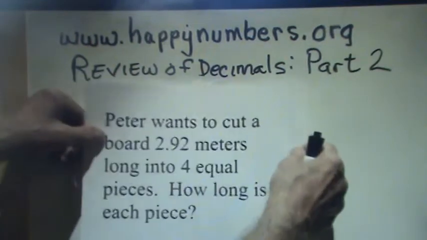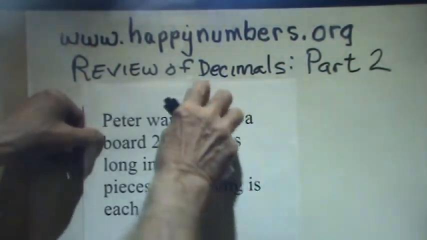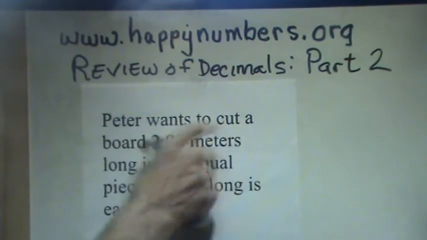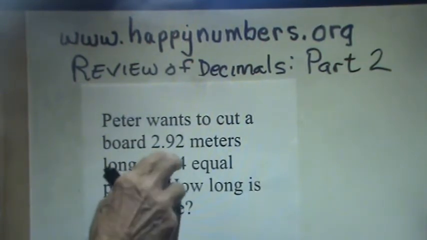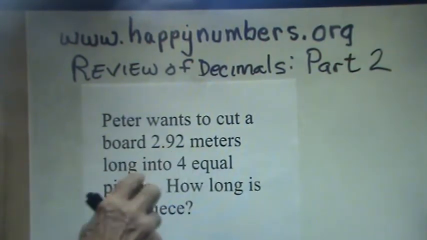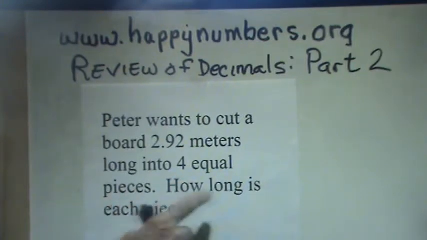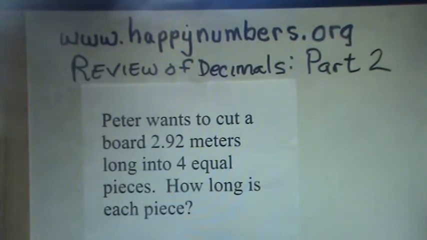Well, okay, our last decimal problem, a word problem. Peter wants to cut a board 9 and 9,200 meters long into 4 equal pieces. How long is each piece? Well, put the video or DVD on pause, work this problem, and then turn it back on again.